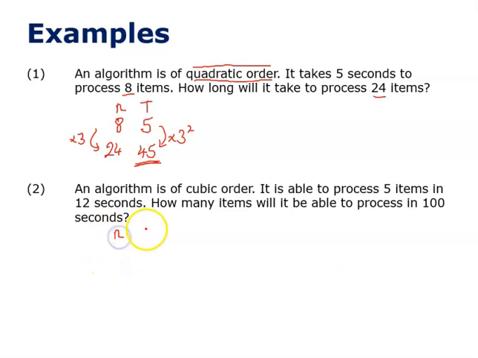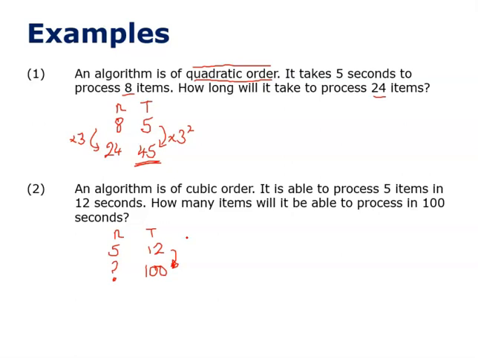I'll write n and t. What does it say? It's cubic order now. It's able to process 5 items in 12 seconds. How many, oh, that's in the backward one. I want this one this time. How many items will be able to process in 100 seconds? Well, definitely backwards. So what has happened to go from 12 to 100? And I have no idea. It's not a very nice number, I'm sure.